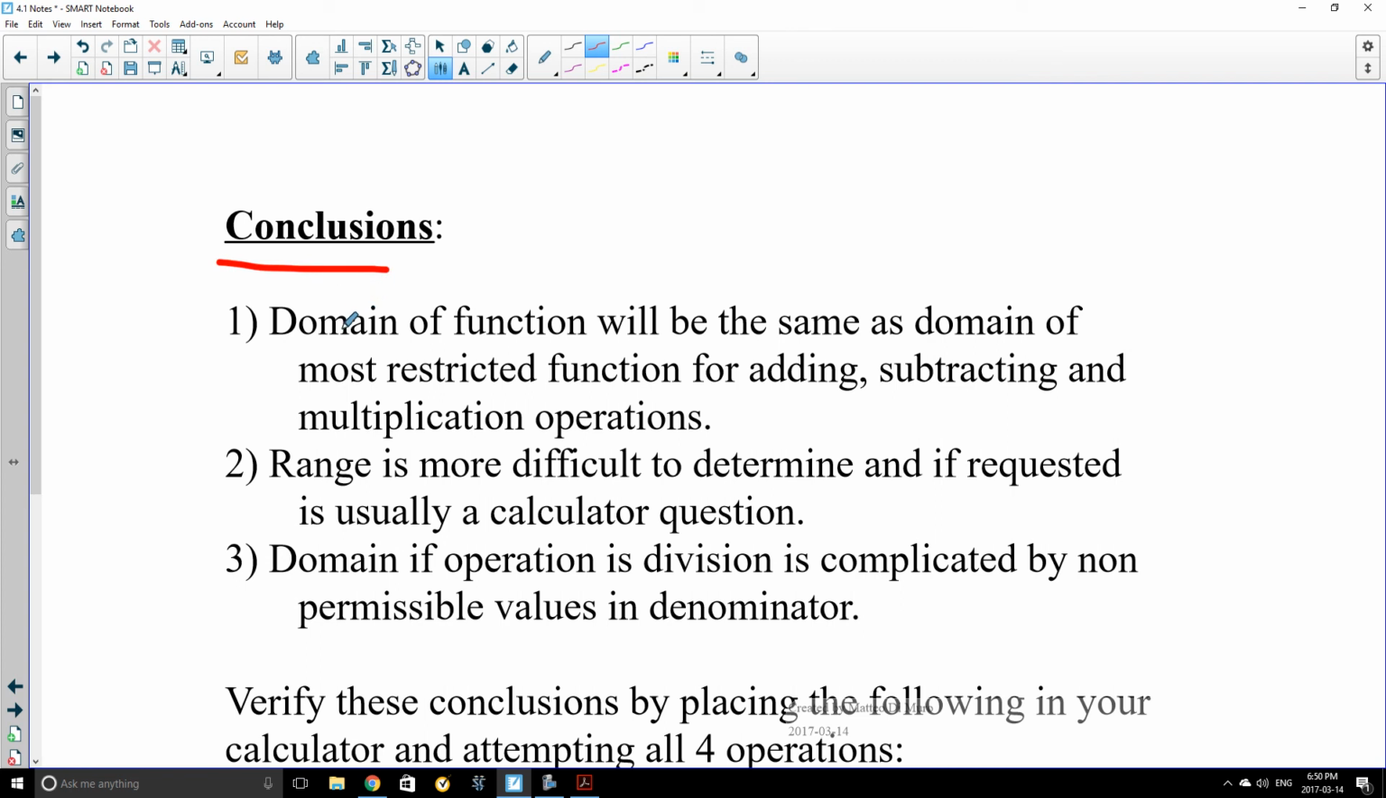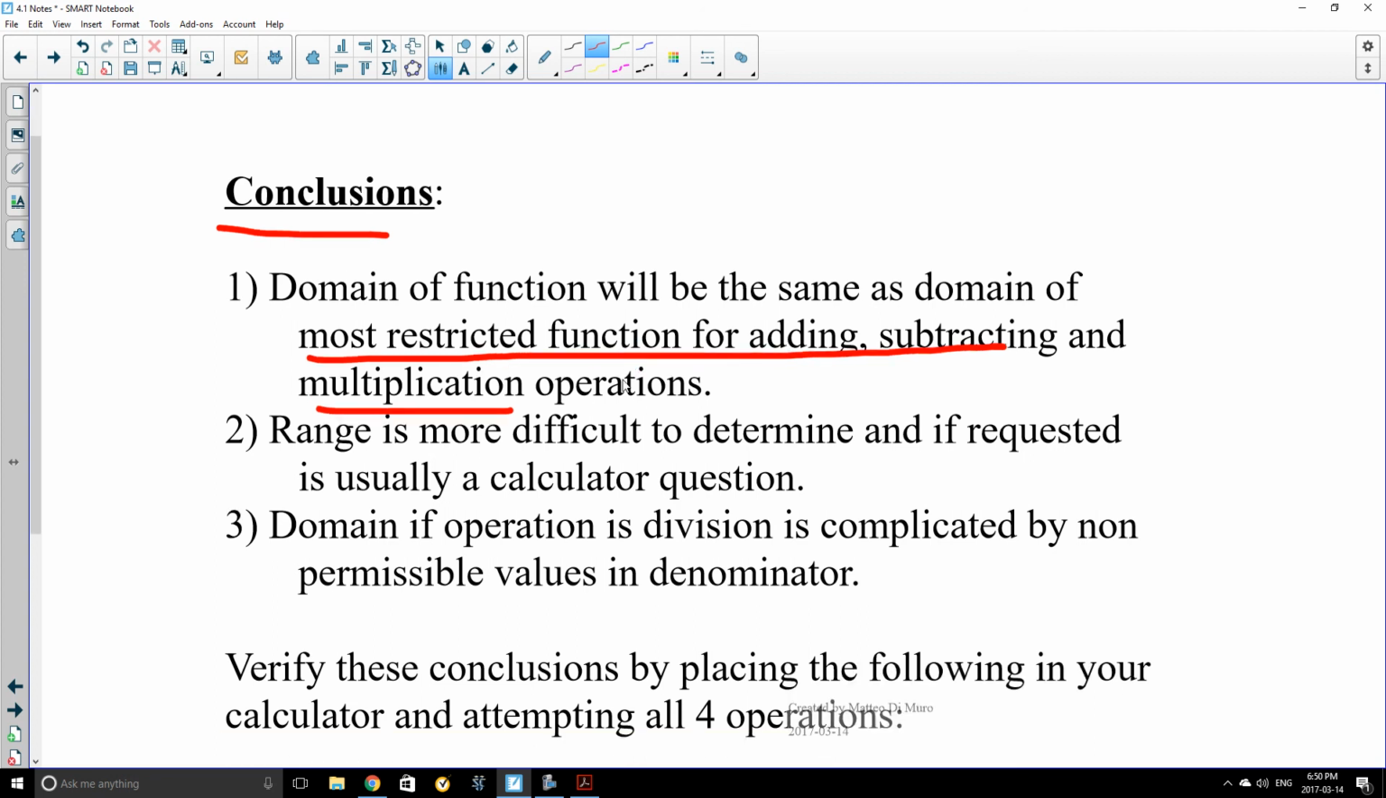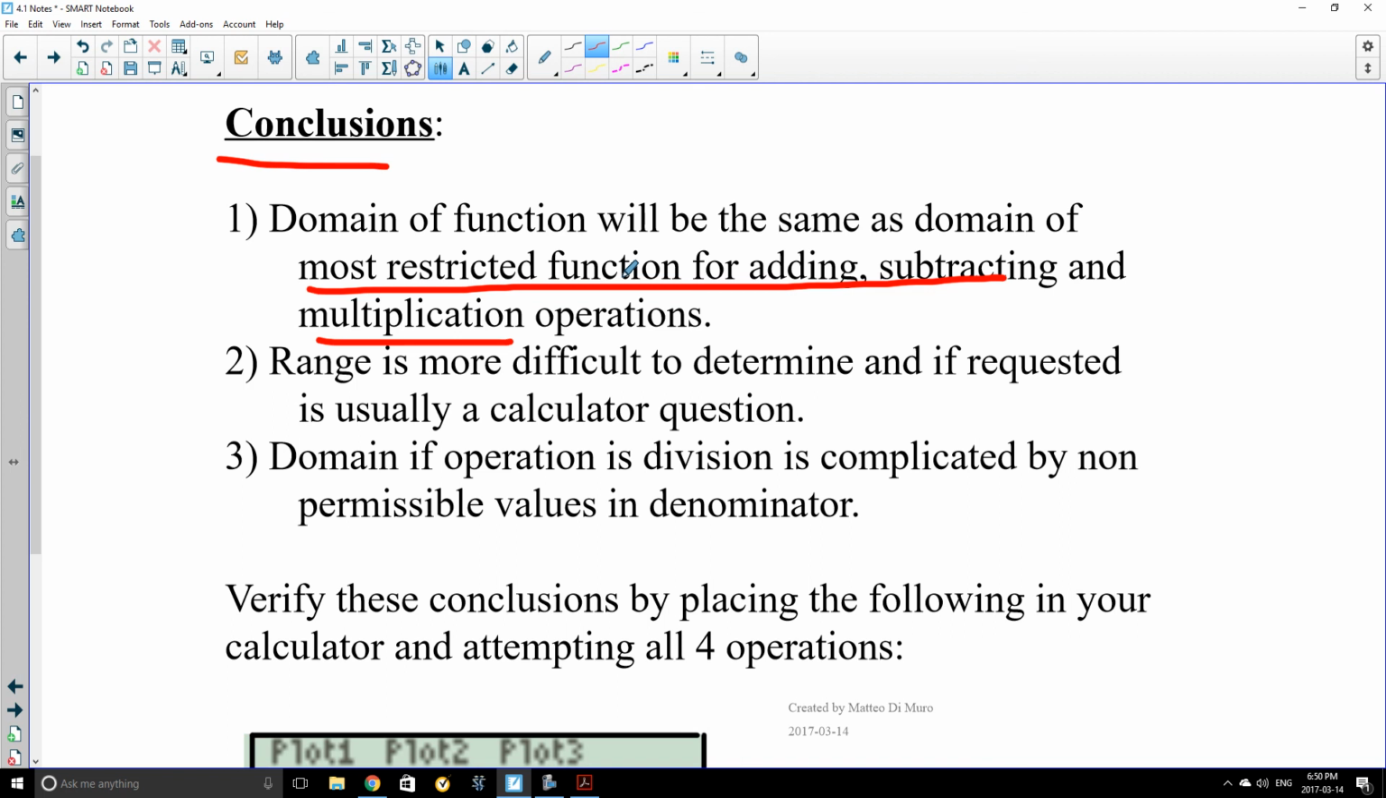Number two, the range. Range is always tricky. Okay, so it's difficult to determine, and if it's requested, it might be a calculator question, but really in future sections we're going to learn how to do this algebraically. So you probably just want to look at the equation or the graph, because you'll get questions where they give you the graph, like the one we did together, or questions where they just give you the equation and say, what's the domain or what's the range.